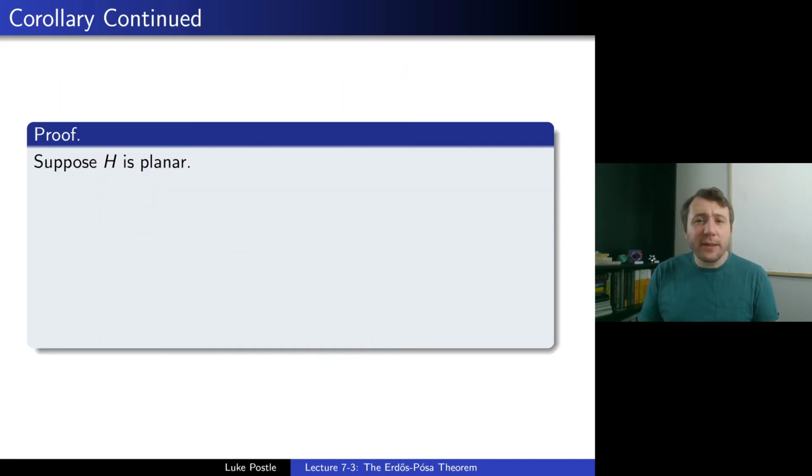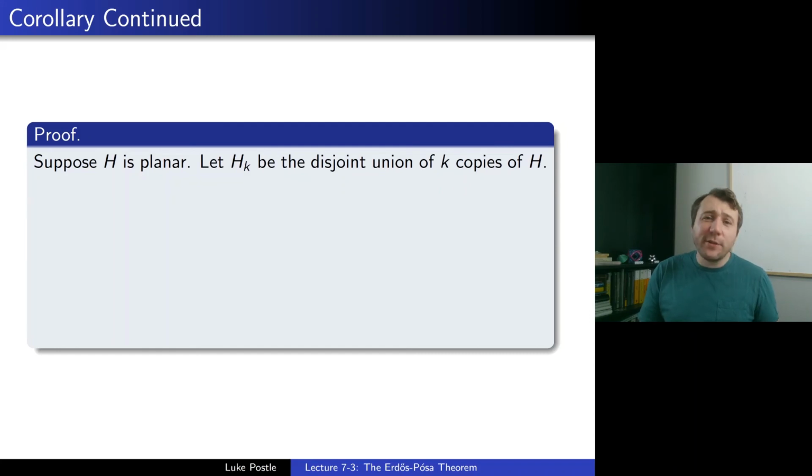And here's where we're going to use the grid theorem. So how do we do this? Well, we don't actually use H, we use what I'll call HK. So let HK be the disjoint union of k copies of H. So we're going to take different copies. So, if H is the triangle, we'll have a disjoint union of k triangles.